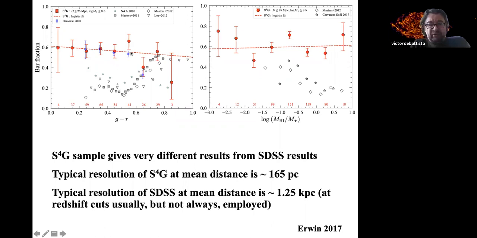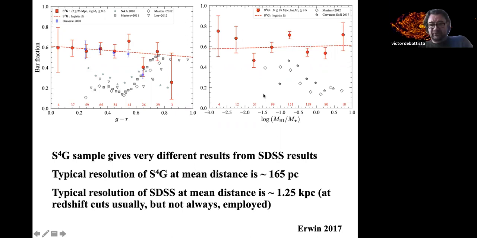There isn't a strong dependence on the color. Now, I would have naively expected, in fact, a dependence on the color, because when a bar forms, it inhibits star formation, at least within it. And so therefore you expect galaxies that have bars to be redder. But apparently the universe is telling us otherwise. There doesn't seem to be a strong dependence. For similar reasons, observations seem to suggest that as the gas mass fraction increases, the fraction of bars decreases. But, well, S4G seems to be saying something different.